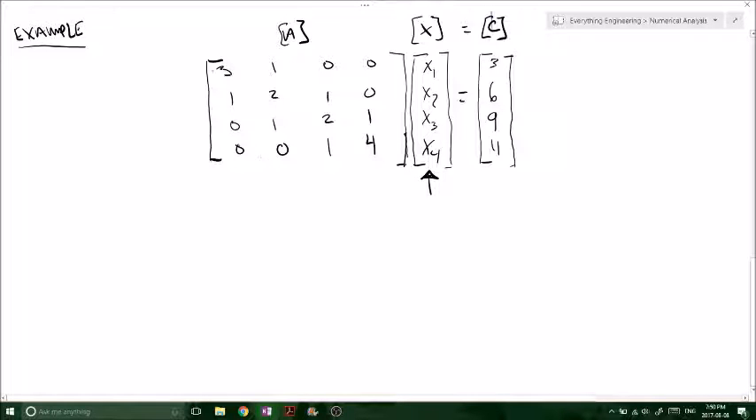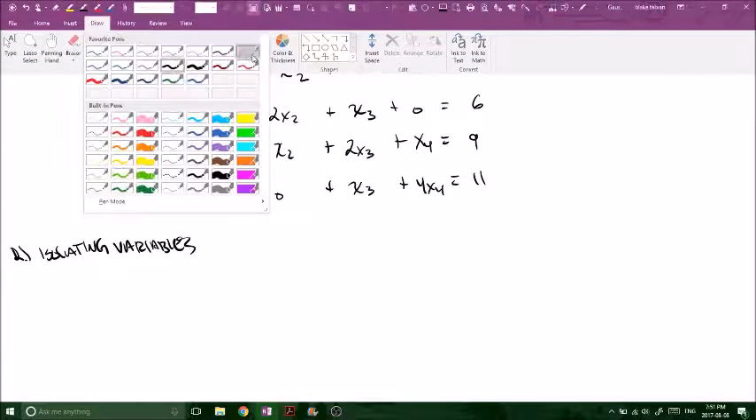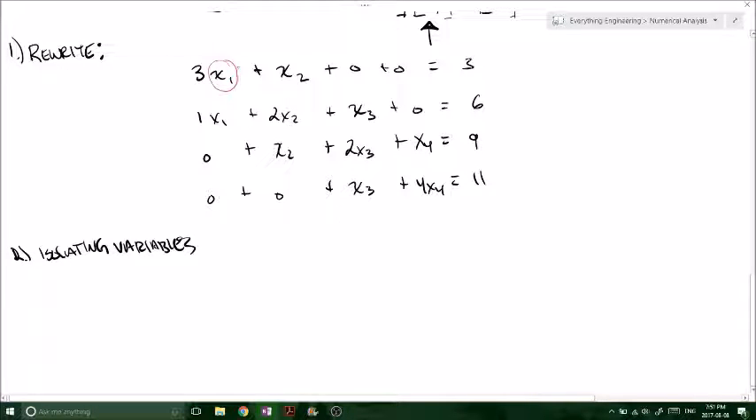So what we need to do is rewrite this in equation form, which is always going to be the first step. Remember that: rewrite in equation form. Okay, so this is what it should look like in equation form, and now we want to start isolating for our variables. With our first equation, we want to isolate for x1, second equation, isolate for x2, third equation, x3, fourth, x4. Remember, every time we move down our equations, we need to update our x with the previous calculation.